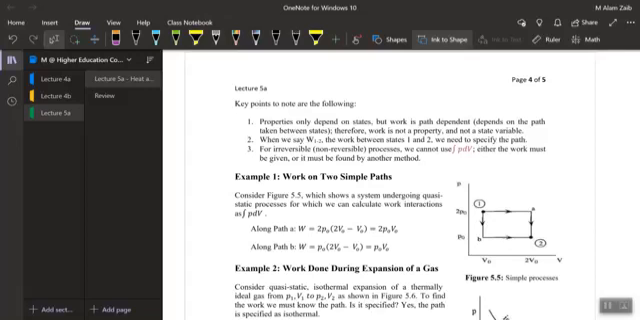So the key point to be noted: properties depend only on the state, but work is path dependent. It depends on which process we have followed, and we will look at this later. When we say the work done from 1 to 2, meaning from state 1 to state 2, we must also define the path of the work done. Again, path means process.